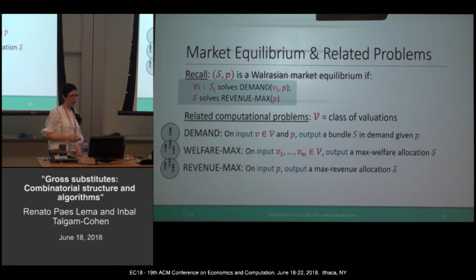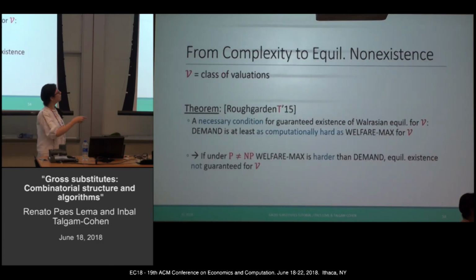Okay, and here's a theorem. The point I'm trying to make is that market equilibrium is tied to these computational problems. And here's a more formal connection. A necessary condition for guaranteed existence of a Walrasian equilibrium for a class of valuations V is that demand is at least as computationally hard as welfare maximization on this class of valuations. And an implication is that if welfare maximization is harder than demand, for this we of course need some kind of assumption like P is not equal to NP, then equilibrium existence is not guaranteed for this class of valuations.